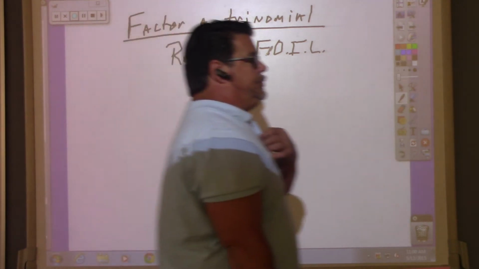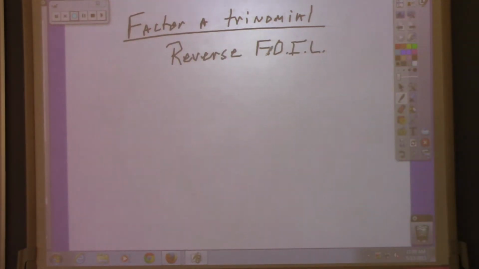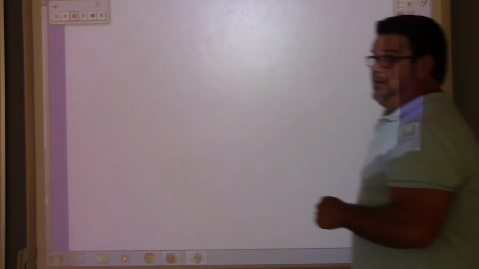Now, in order to do the reverse FOIL method, you have to be very good at the what? FOIL method. And that's multiplication. Because the opposite of division is multiplication. So let's go back. Let's take a minute. And let's go over the FOIL method.